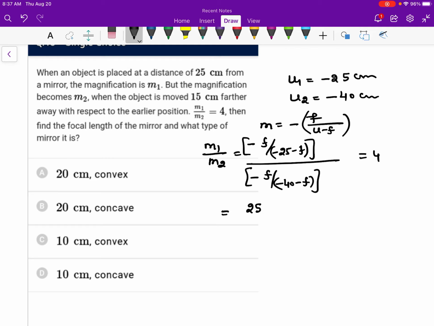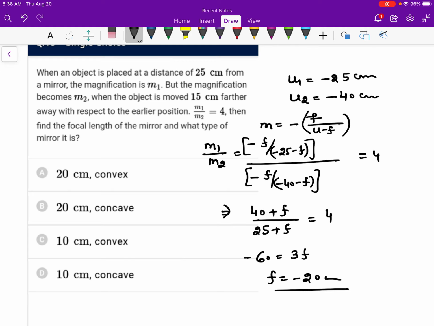So this is 25 plus f upon, this is 40 plus f upon 25 plus f is equal to 4. So 160 is equal to 3f. So f is minus 20 centimeters. So concave mirror and focal length is 20 centimeter.